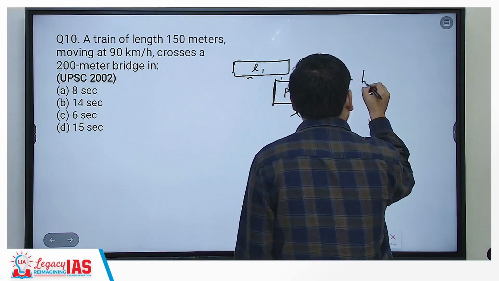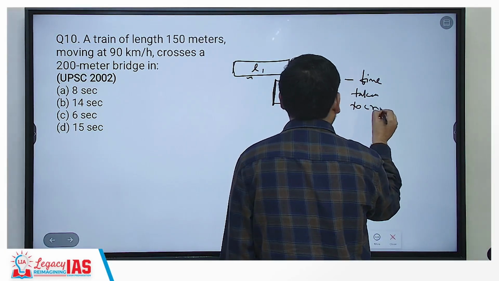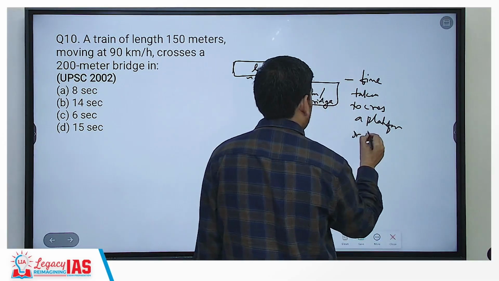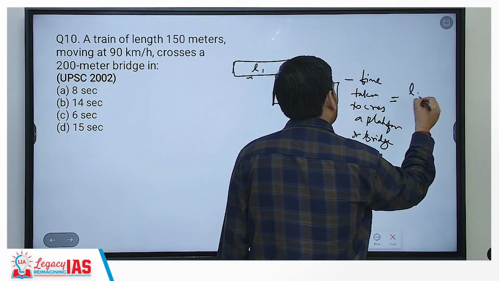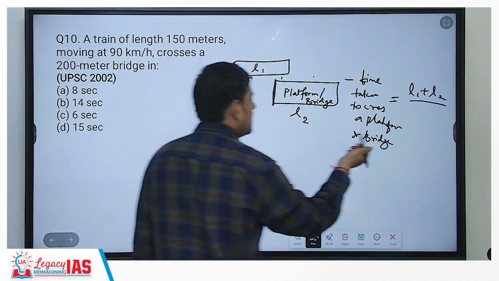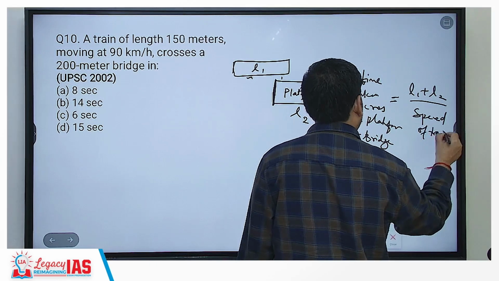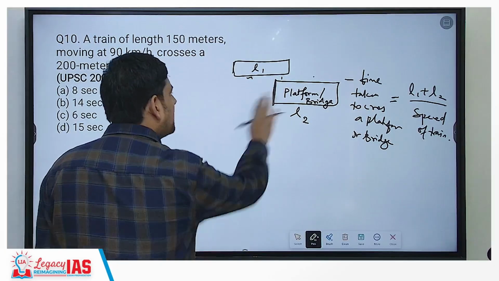So here, time taken to cross a platform or bridge will be equal to whatever is the length. So length is L1 plus L2, that is the length of the platform or bridge and the length of the train, divided by speed of train. Correct? So what it will be? Whatever is given in the question.